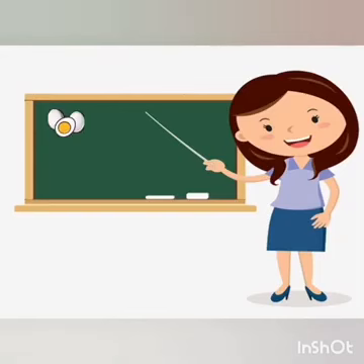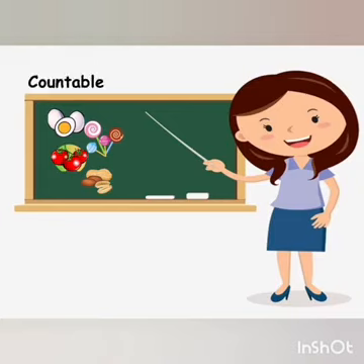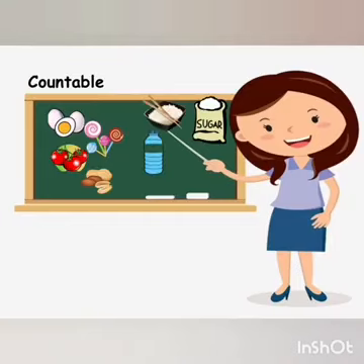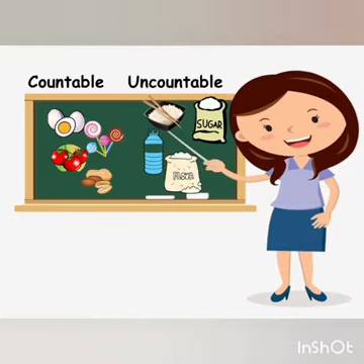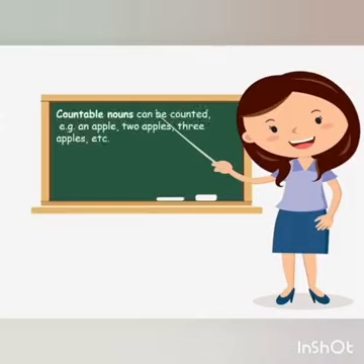Look at these pictures. Eggs, candies, tomatoes, peanuts. These are countable nouns as you can count these things. Whereas rice, sugar, water, flour, these are uncountable nouns as counting these items is difficult.